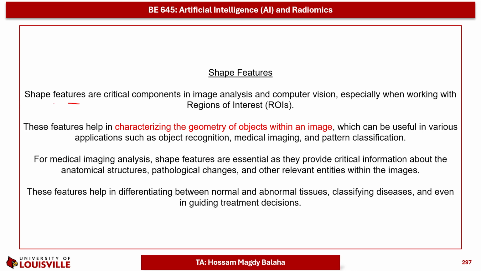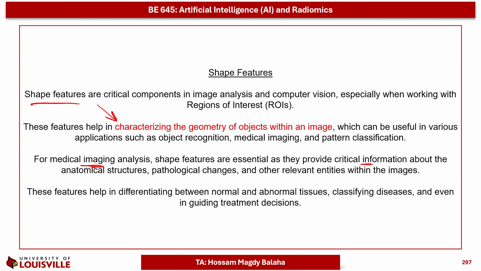So shape features are critical components in image analysis and computer vision, especially when working with regions of interest. These features will help you to characterize the geometry of objects within an image, and this will be useful in various applications such as medical image analysis and pattern classification. So simply, for medical image analysis, you can use shape features to provide critical information about the anatomical structures, pathological changes, and other relevant entities within the image.